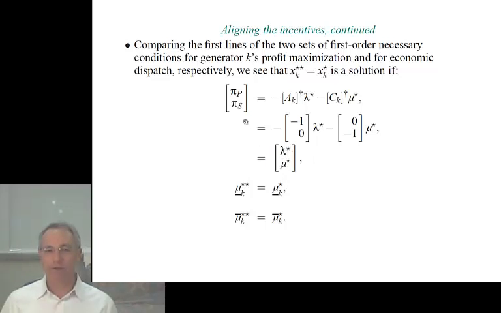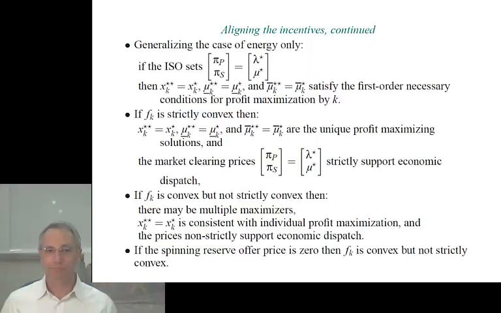This probably shouldn't come as a surprise. We're going to pay for energy based on lambda star, the Lagrange multiplier on power balance. We're going to pay for reserves based on the Lagrange multiplier on reserve constraint. So generalizing the energy only case, if the ISO sets prices on power and reserves equal to lambda star, mu star, then the single star solutions, the solutions from the ISO problems, will also satisfy the first order necessary conditions for profit maximization. If fk is strictly convex, then they're the only solution. So xk double star equal to xk star, the ISO solution, and similarly for the Lagrange multipliers, are the unique profit maximizing solutions. The market clearing prices in this case strictly support economic dispatch.